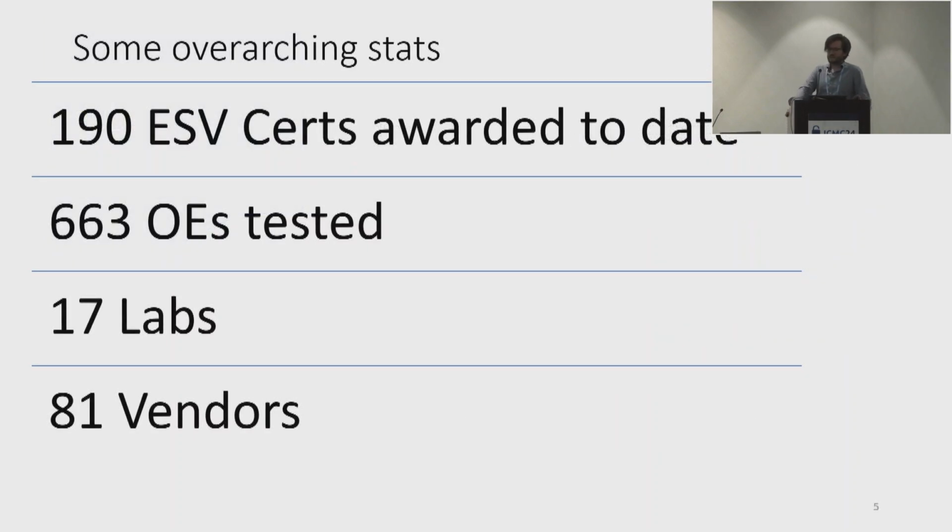So up to date, there have been 190 ESV certs awarded. There are 663 OEs that have been certified across the ESV certs, and that number can be further subdivided because some of those apply to a product family, and we'll look into that, thinking of Intel there. There are 17 labs that have ESV certs awarded, and there are 81 vendors with different certs.